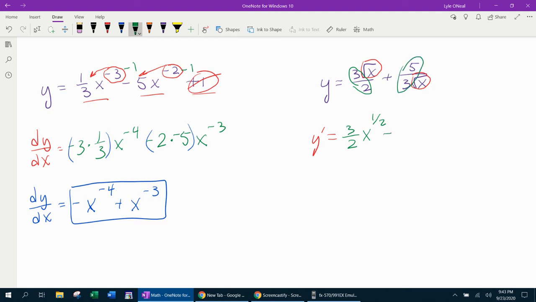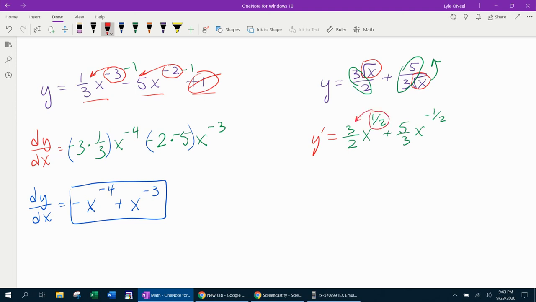Plus 5 over 3, again as an improper fraction. And this x is in the denominator, so if I bring him up to the numerator, that's going to make his exponent negative. Do you understand? It would have been x to the 1/2 in the denominator. Bringing it up to the top changes the sign of the power. And then we can execute the power rule.